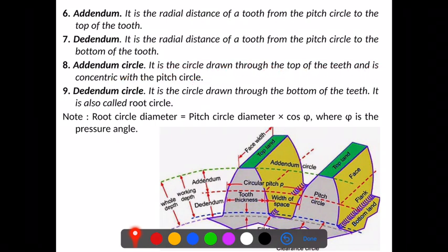Now addendum circle is a circle drawn from the top of the teeth and is concentric with the pitch circle. A circle drawn from the top of the teeth and which is concentric to the pitch circle is called an addendum circle.